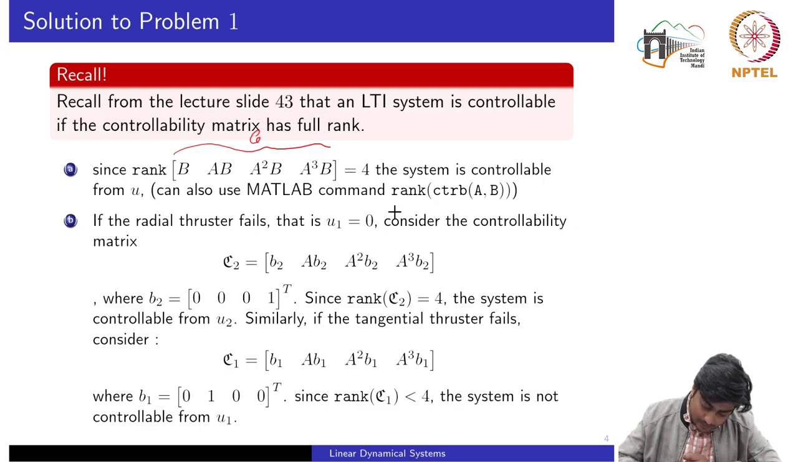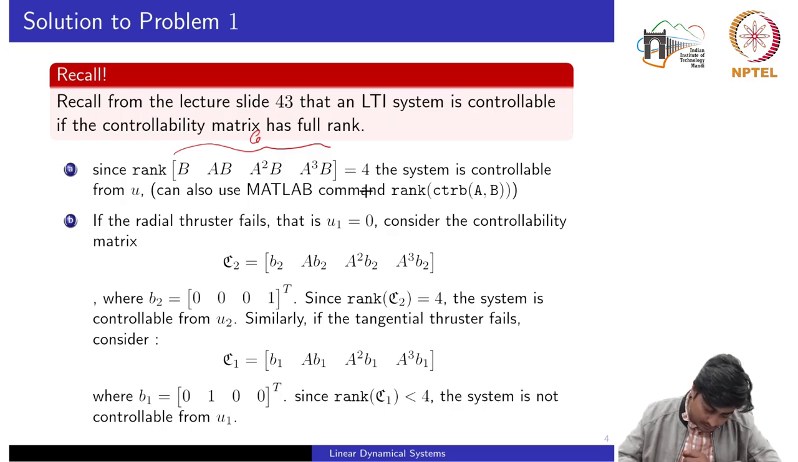You can also use the MATLAB command, which is the rank of the controllability matrix of A and B. CTRB is the inbuilt function in MATLAB, which you can use to compute the controllability matrix given the matrices A and B. So since we are using both the controls, the system is completely controllable.